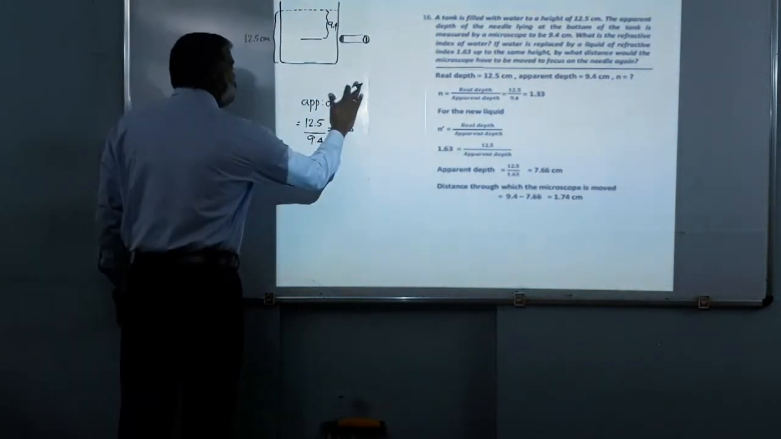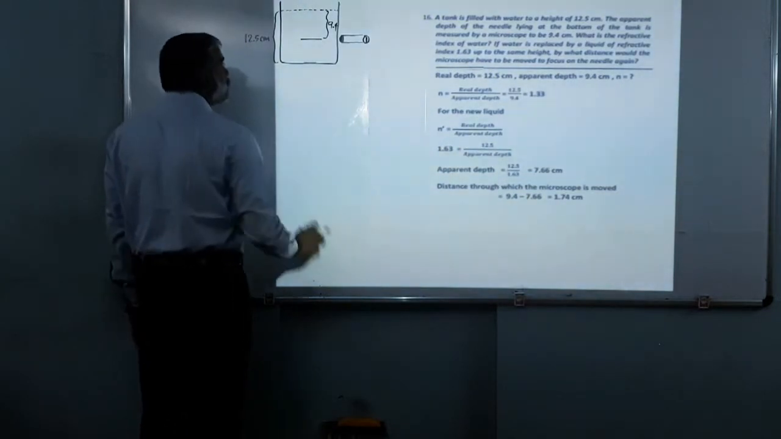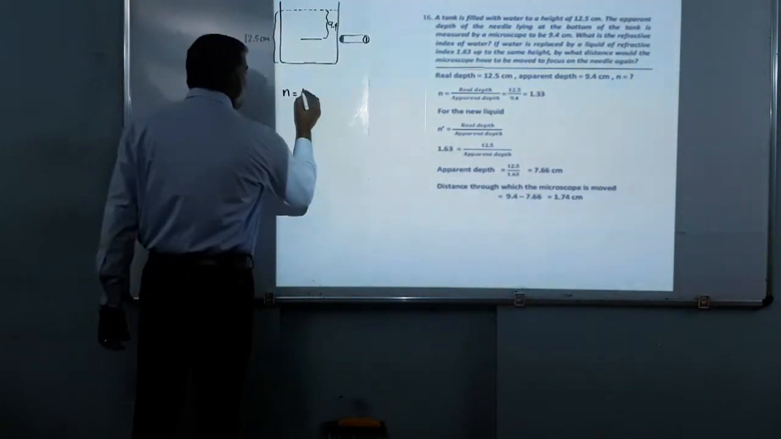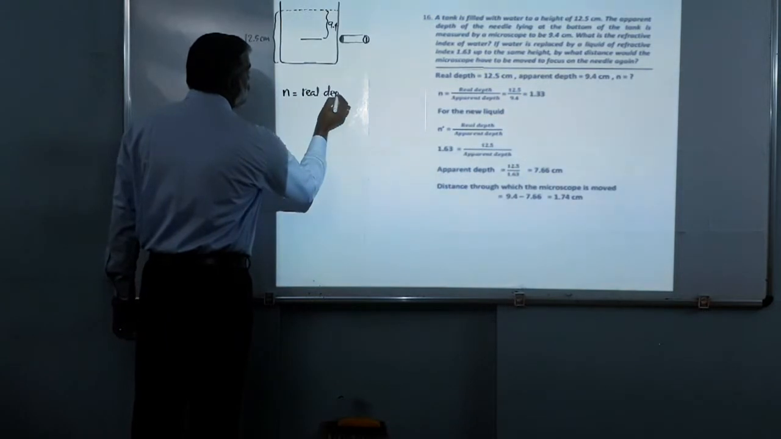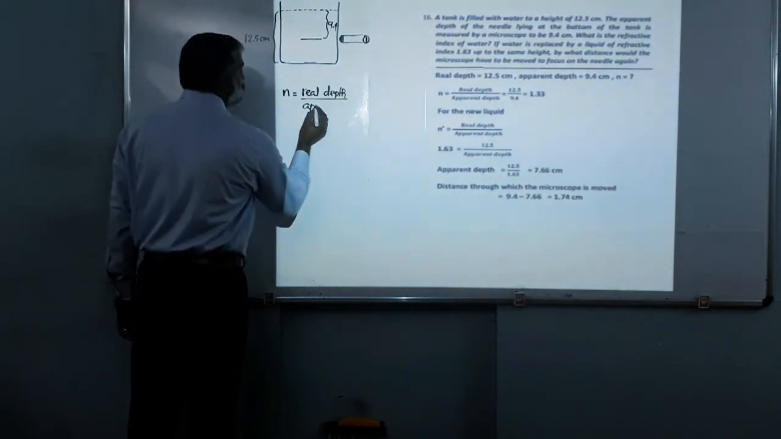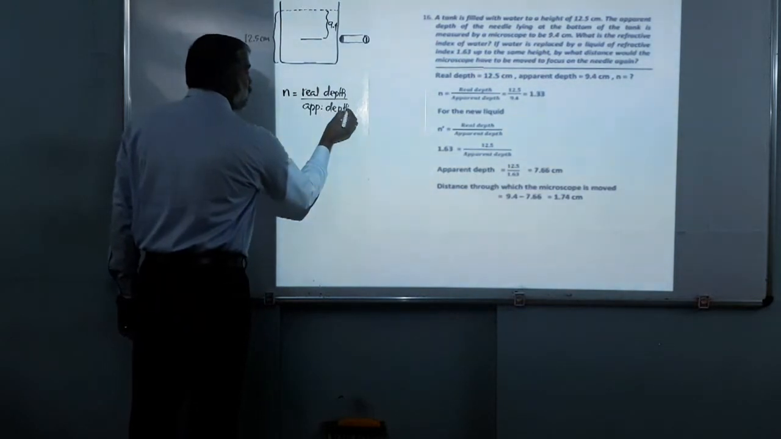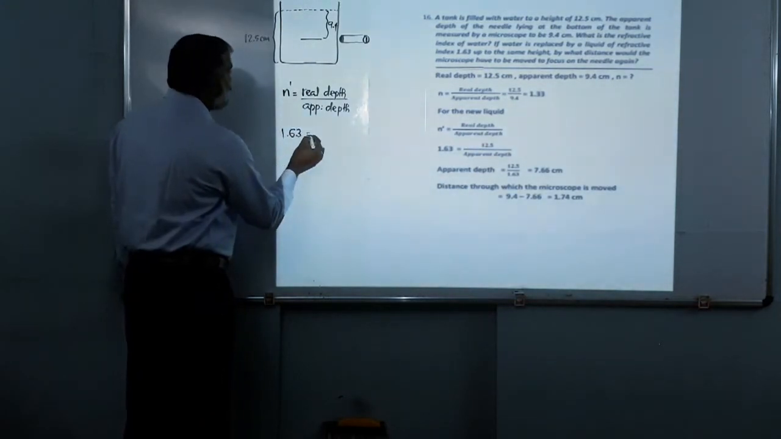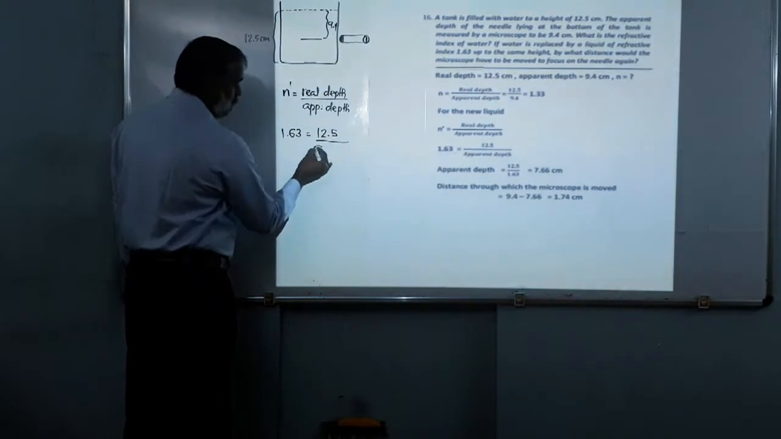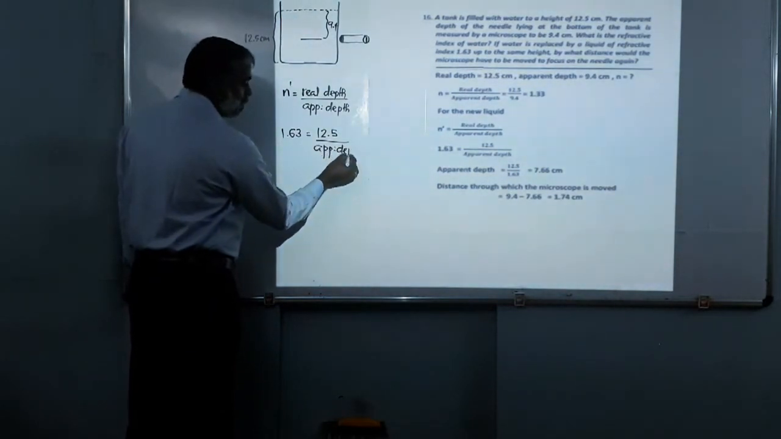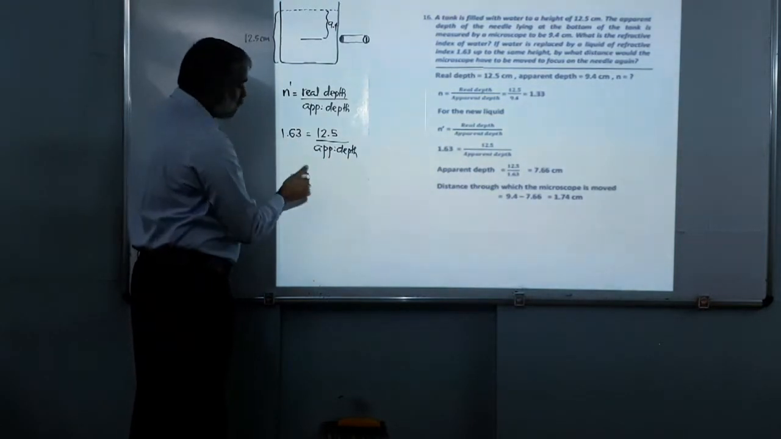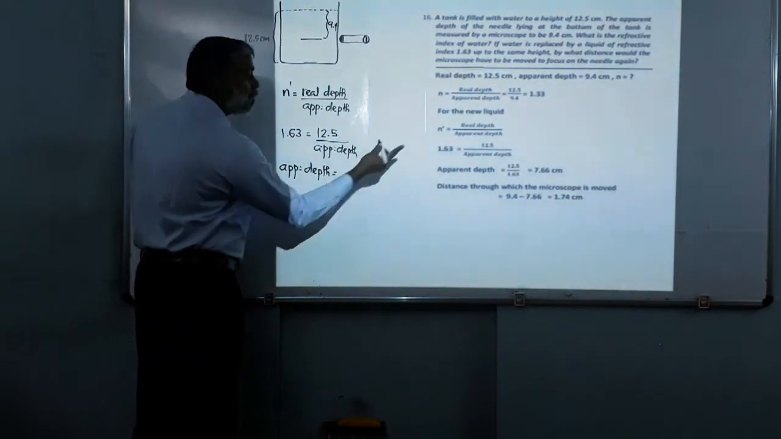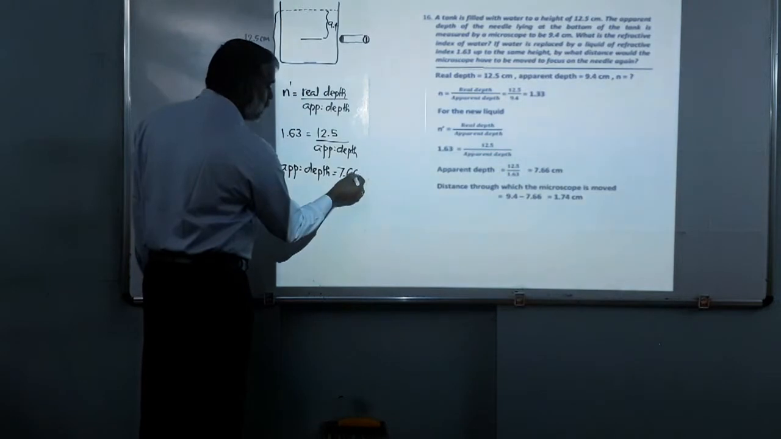See, in the next case, you are using the same equation. The refractive index of the new liquid is equal to real depth divided by apparent depth. The refractive index is given as 1.63, equal to real depth 12.5 divided by apparent depth. So from this cross multiplication, you will get the apparent depth as 7.66 centimeter.